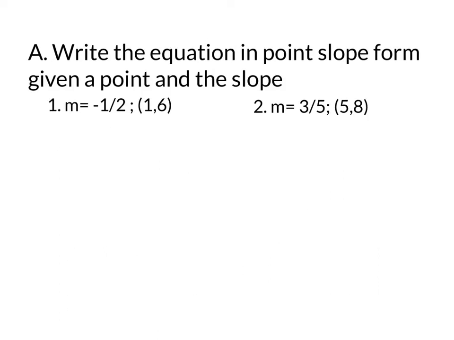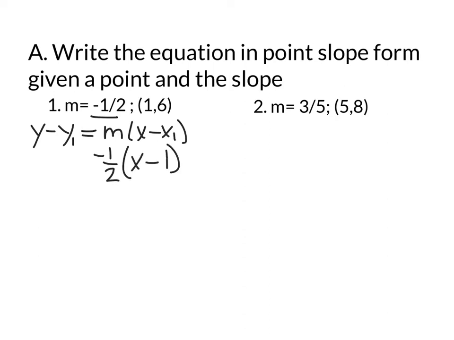So the first problem is write the equation in point-slope form given a point and the slope. So my form again, I'll write it y minus y1 equals m times x minus x1. My m is negative 1/2, so negative 1/2 goes here. My x1 is 1, so x minus 1. And my y1 is 6, so y minus 6. And that's point-slope form. I can leave it. So it's important to pay attention to the directions. This says in point-slope form, so all I have to do is plug in my information.